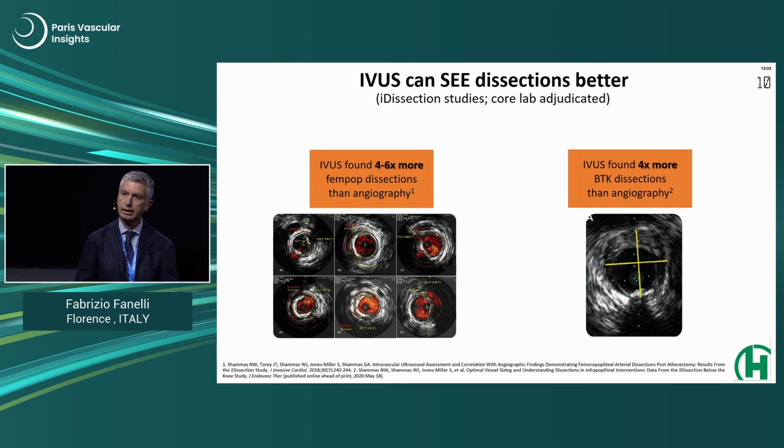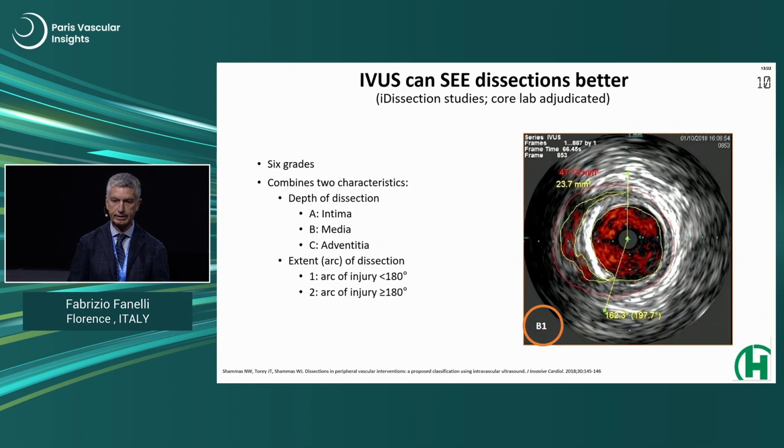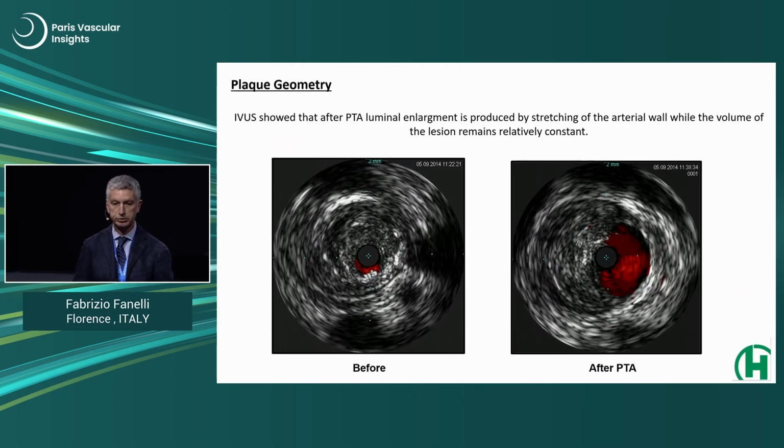So this is something that we have to keep in mind every time we want to reach a nice target outcome at the end. And this is how they use the IVUS to perform the dissection classification in 6 grades. That is interesting to define better the outcome after the procedure.